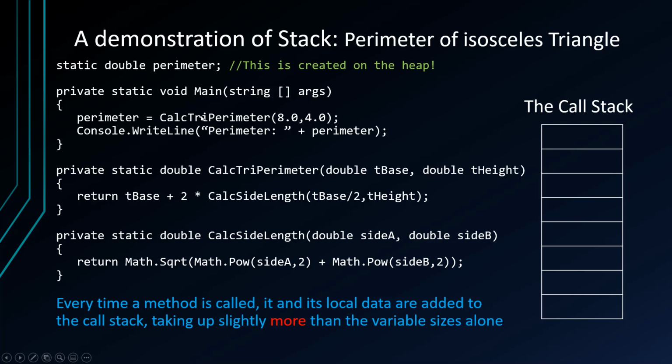When it gets to this calcTriPerimeter, it jumps down into the calcTriPerimeter subprogram. It has its tBase and its tHeight, which the 8 and the 4 get copied into. Then it calculates the perimeter as the base of the triangle plus 2 times calcSideLength. Since it's an isosceles triangle, this works perfectly fine. When we're calculating calcSideLength, it's going to be using the Pythagorean theorem, which means we need half that base and then the height. That represents side A and side B of our triangle, and then we're going to calculate side C, which is the hypotenuse of the triangle, to get that side length.